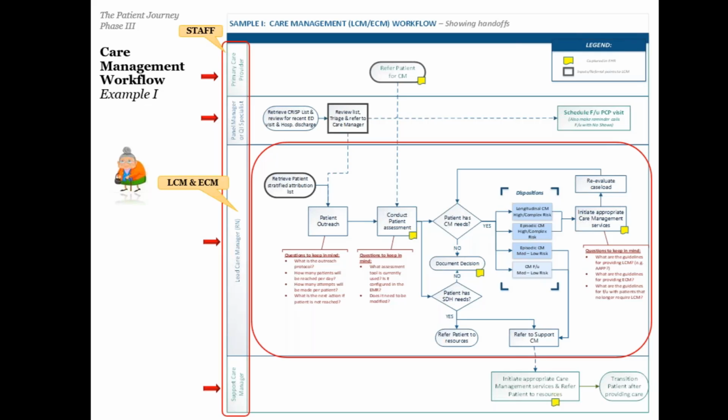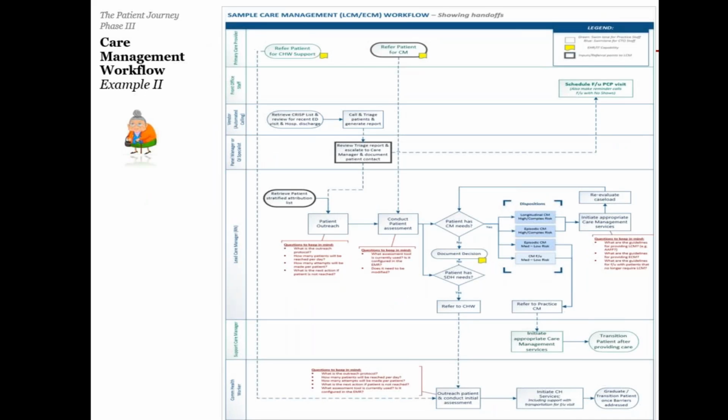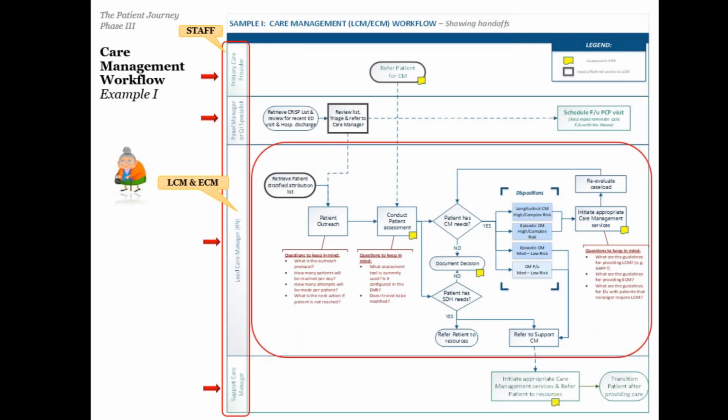So does the patient have social needs? And if yes, refer the patient to resources. If it's just simple, here the patient is with a caregiver, for example, and they are medium or low risk, you can just have a list of resources that they can go and reach out to, or you refer the patients to a support care manager to now take that on, and they can initiate appropriate care management support services and coordinate with the CHW.